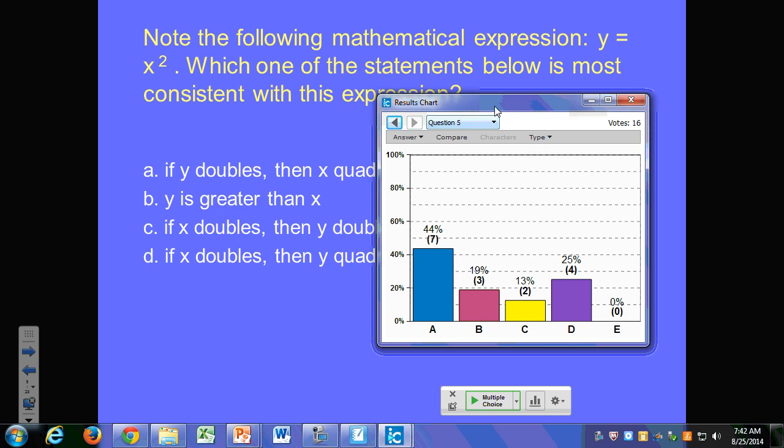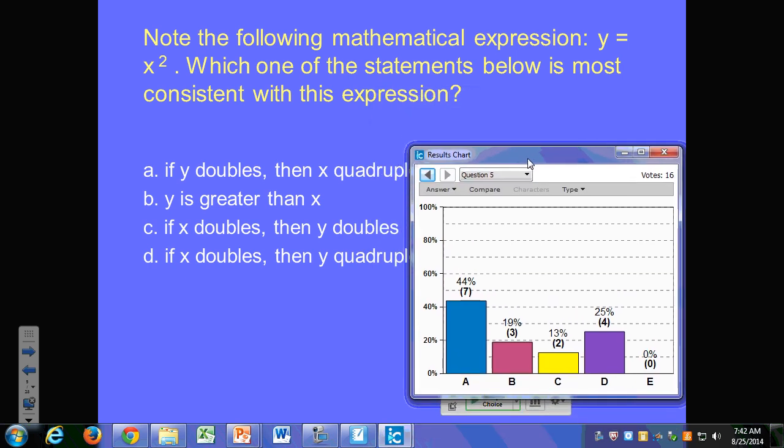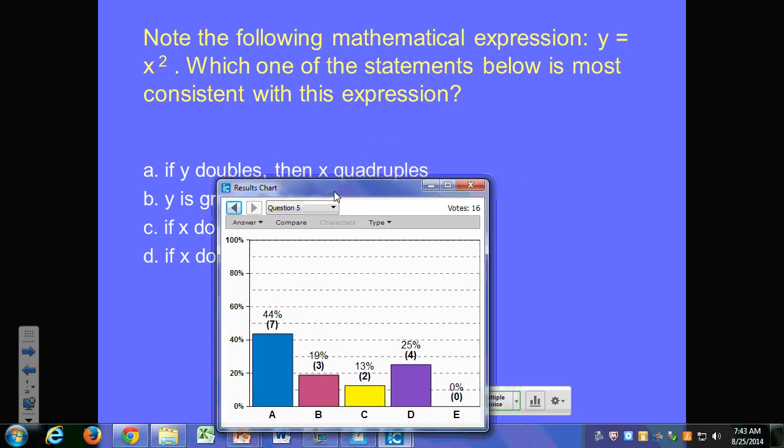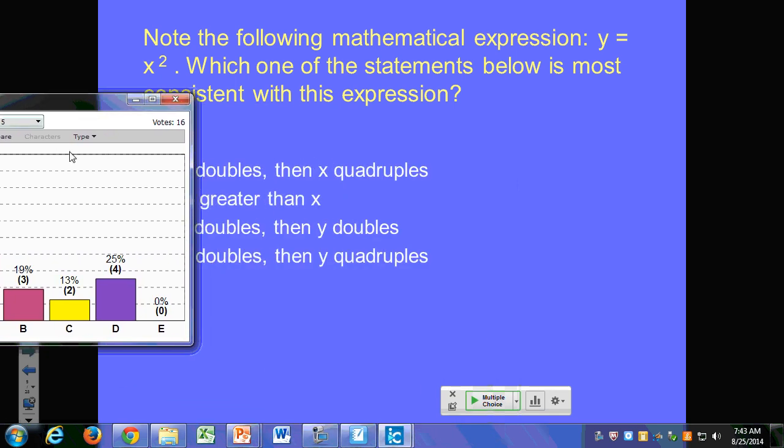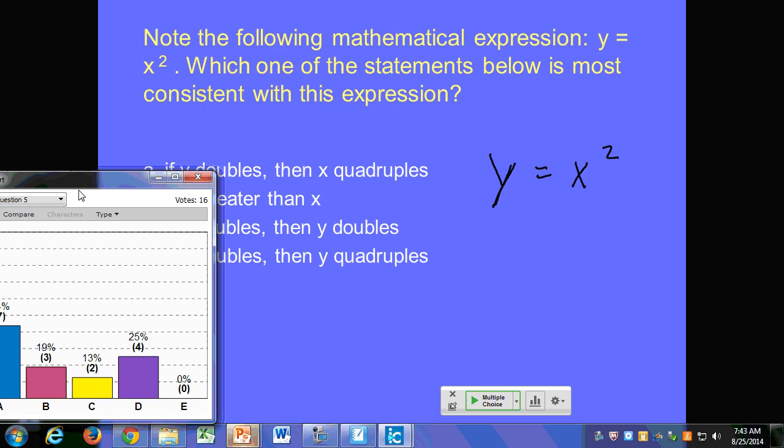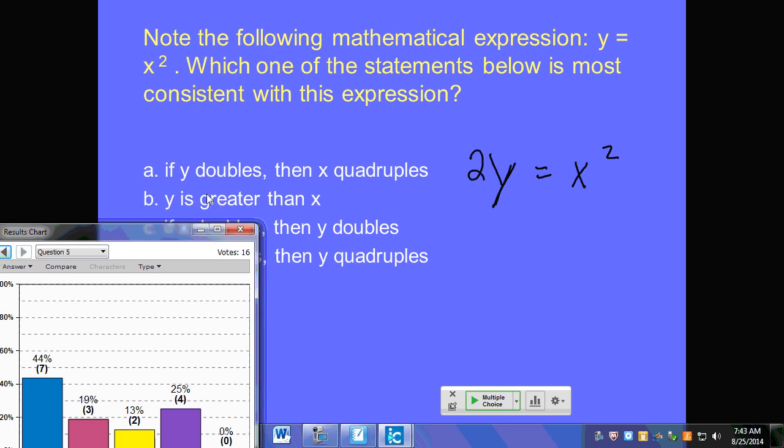Okay. I always find it easy to put in numbers, easier to put in numbers here. And so if I have y equals x squared, for the first one, if I put in, say, 2y, that means that x is going to increase by root 2, because root 2 squared is 2, and that would make the equation the same. So A is not the right answer.